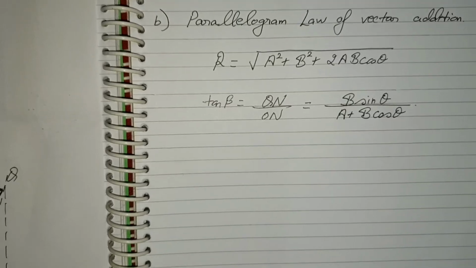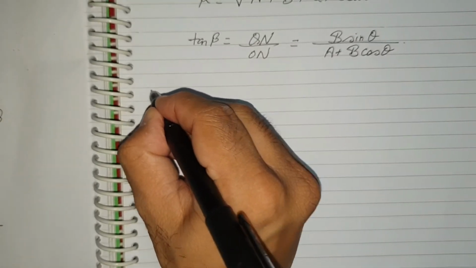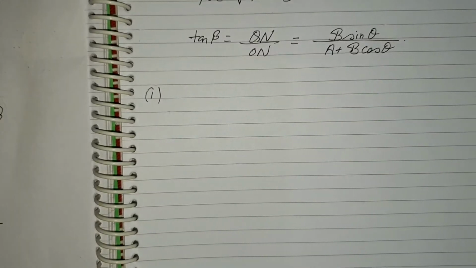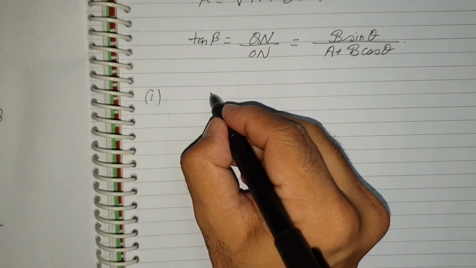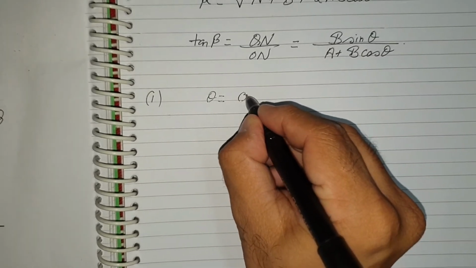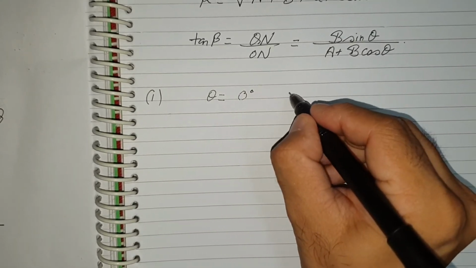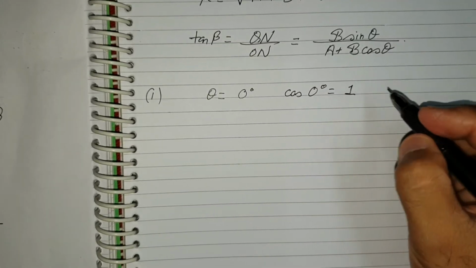Now there are some special cases also, like in the triangle law of vector addition. The first case is when the two vectors are acting in the same direction. If they have the same direction, then what is theta between them? Theta between them is 0 degree. We know that cos 0 degree is 1, and what is sin theta?